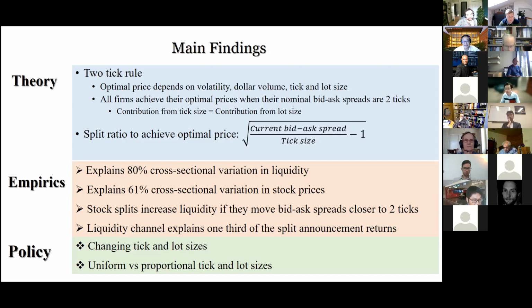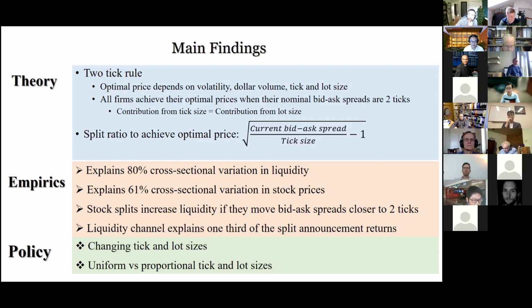But then suppose some firms are not at the best price. How can they achieve that? We propose a simple formula, and the only thing you need to know is your current bid-ask spread. Use your current bid-ask spread divided by tick size minus 1. That's your split ratio. So it's a model. We start with a model, but later we also have empirics.